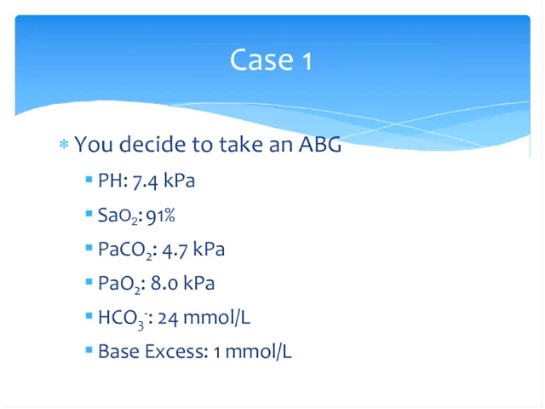So you decide to take an arterial blood gas from this person, and these are the blood gases that you actually receive. So have a moment to look at those. So your pH is 7.4, your saturations are 91%, your carbon dioxide is 4.7, your PaO2 is 8, and your HCO3 is 24 with a base excess of 1. So just have a moment to look at those.